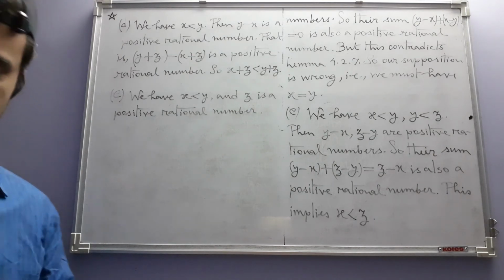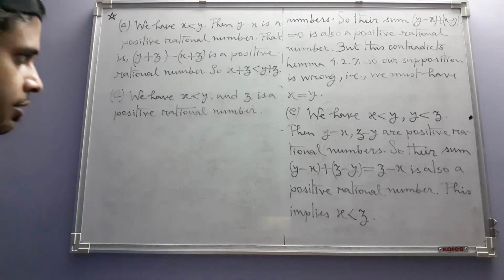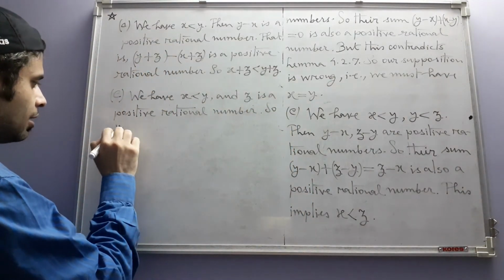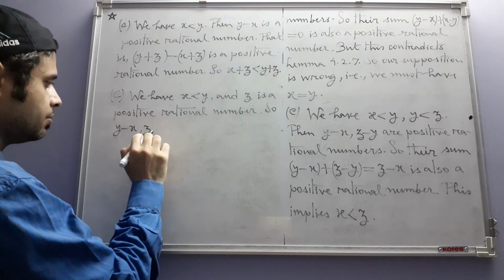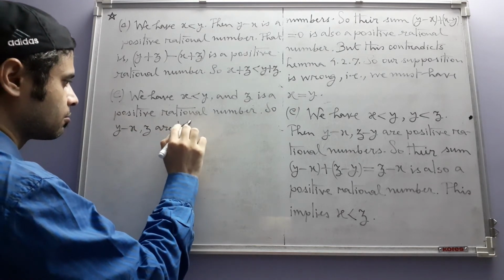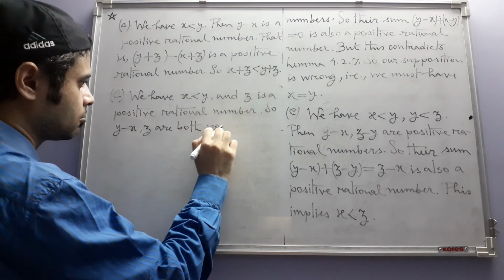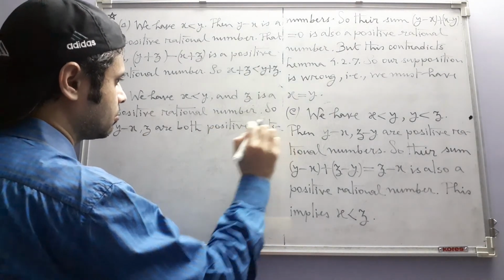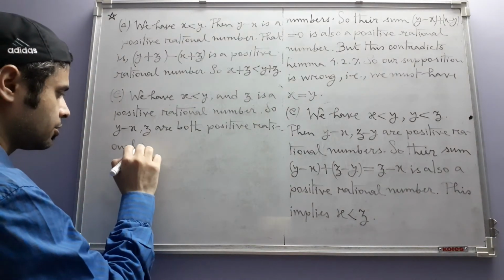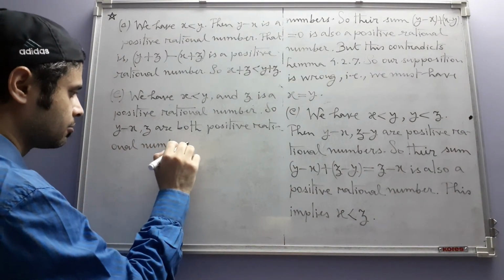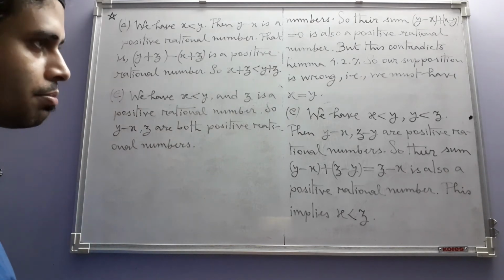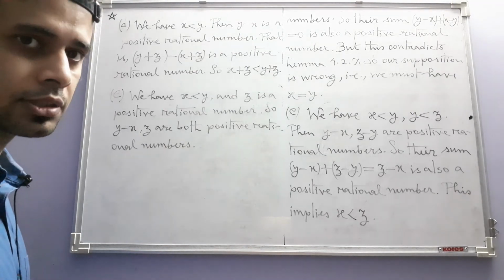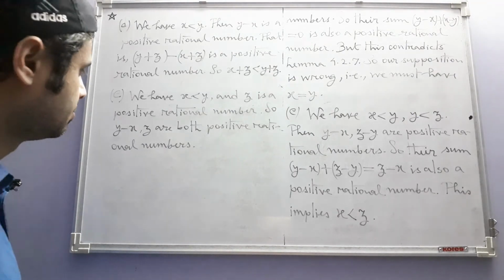So here we will get two positive rational numbers again. So y minus x and z are both positive rational numbers. So their product will also be a positive rational number. That is in fact even easier to see that it is positive than sum.